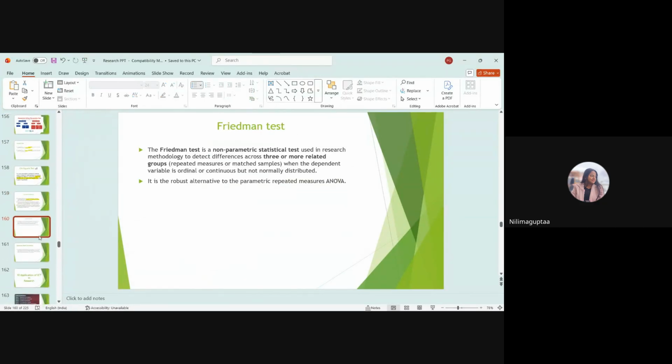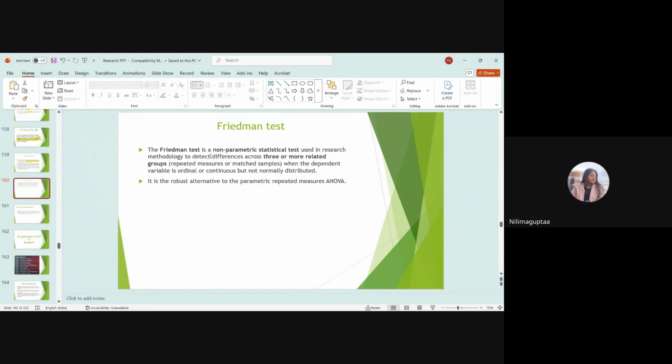Then comes another test that we call the Friedman test. Again, it's a non-parametric test which is used in research to detect differences across three or more related groups. Okay, that was for two. The first one was for two variables that we were seeing. Mann-Whitney was for two independent groups. Here it is for three or more related groups.